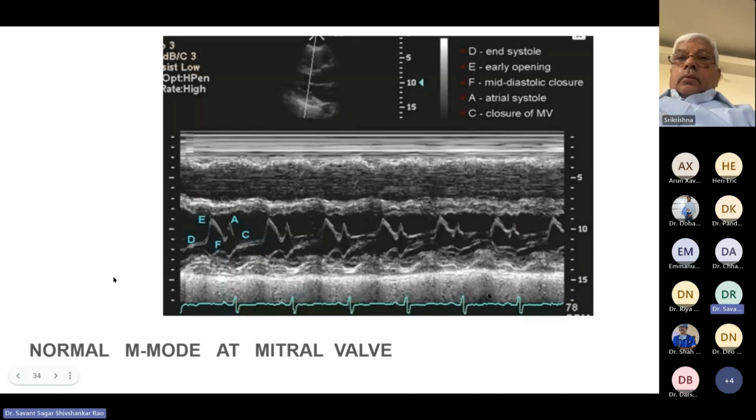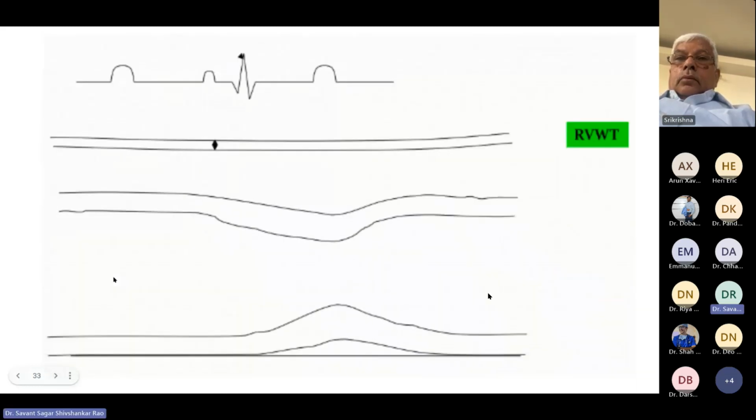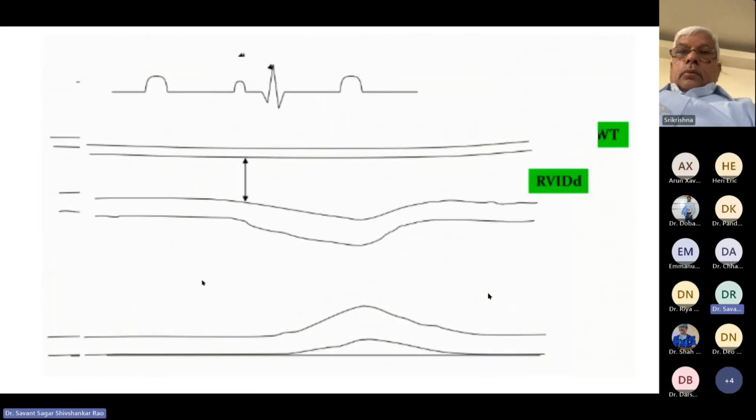Coming to the M modes, mainly through these parameters of the left ventricle, we can assess the chamber enlargement, that is the left ventricular chamber, and comparing with the right ventricle, we can assess whether RV has hypertrophy or not. With these dimensions, the echocardiography machine will give us a rough idea of ejection fraction, which shows the systolic function of the left ventricle.